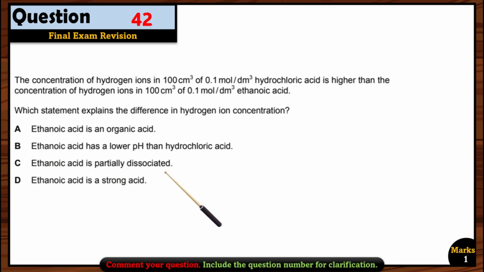Ethanoic acid is partially dissociated. Yes, that's right. That's why the hydrogen ions are less at the same concentration. Okay, the concentration of hydrogen ions is less. Why? Because ethanoic acid is partially dissociated. So option C is correct.